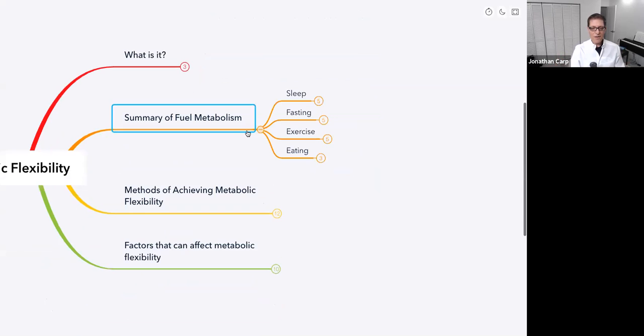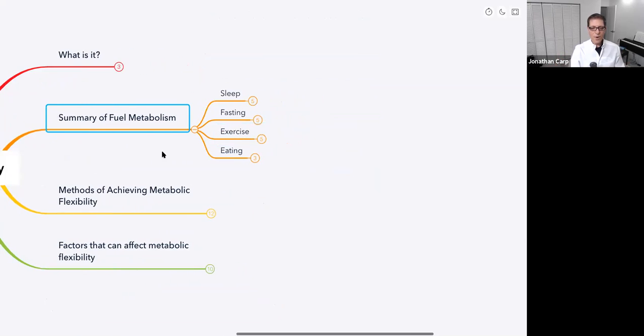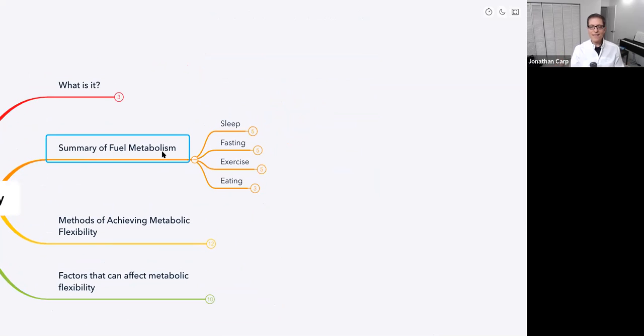I thought about where to put this in tonight's lecture, which is basically a summary of fuel metabolism. And with fuel metabolism, meaning what happens during sleep, what happens during fasting, what happens during exercise, and what happens during eating. Basically, we'll go through each one of these.